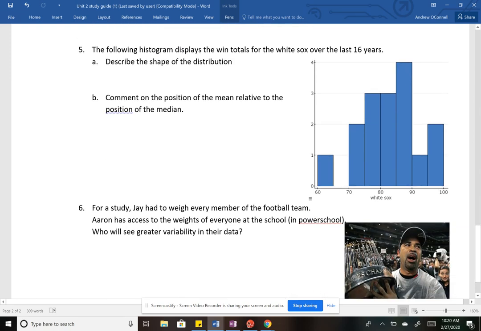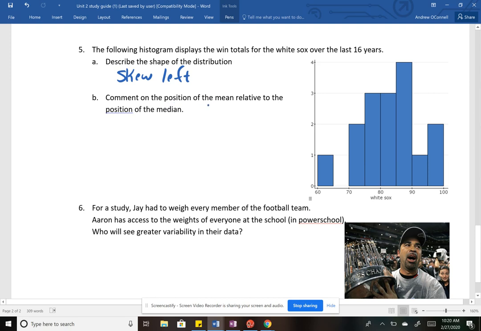Number 5, the following histogram displays the win totals for the White Sox over the last 16 years. Describe the shape of the distribution. It looks a little bit skewed. It looks like there's a little bit of a tail going on here, with most of the data right in that 85 to 90 win stuff. So I'd say probably skew left. Skew left is a better answer because you see it tail off a little bit.